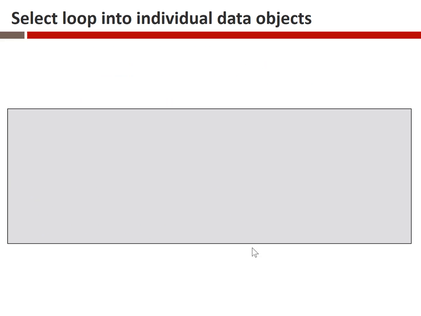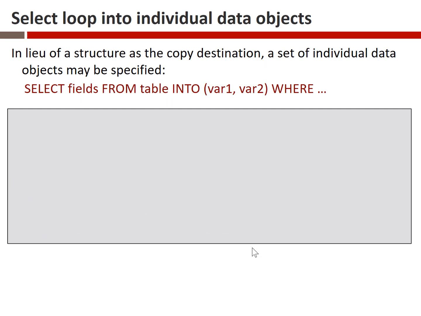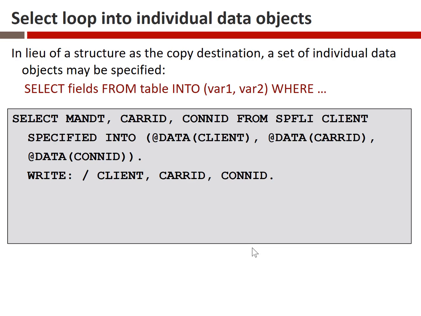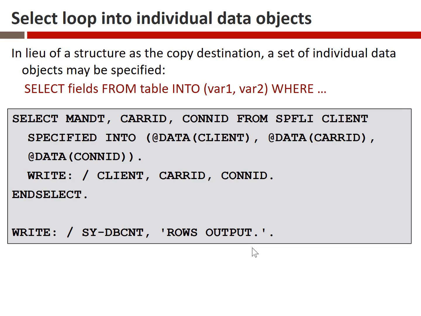There is one other variation on the select loop, which is we can actually select not into an internal table and not into a work area or structure. We can actually just select into individual variables. So let's look at this particular query. Select mandt, carrid, connid from spfli. I put client specified here just to illustrate that syntax, into. Notice no table is listed.